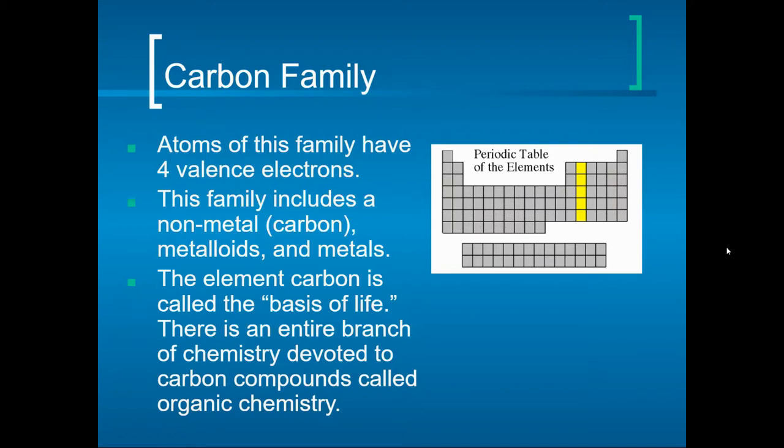So atoms in this family have 4 valence electrons. This family includes a non-metal, carbon. It also includes a metalloid, and the rest are going to be metals. The element carbon is called the basics of life, and there's an entire branch of chemistry devoted to carbon compounds called organic chemistry. Carbon is the backbone of living things. It's called tetravalent, which means it has 4 valence electrons. That gives carbon the flexibility to bond to a lot of things and to make long chains. And carbon also has the ability to bond to itself. And that is what gives life, so to speak.